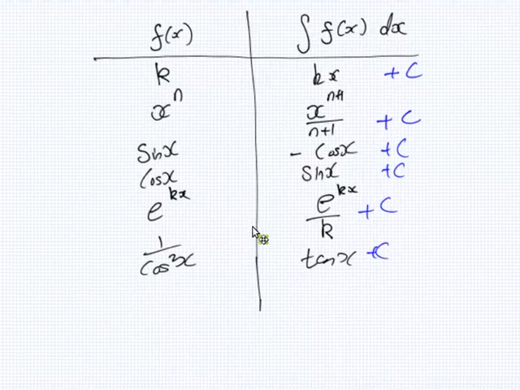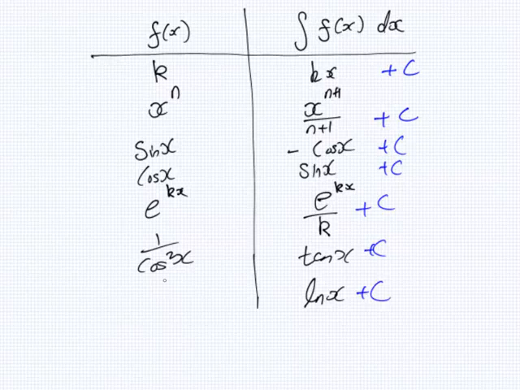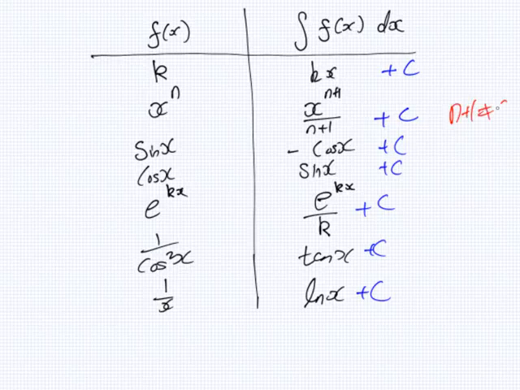What was the derivative of log x? It was 1 over x. Therefore, the antiderivative of 1 over x is log x. Oh, by the way, I should say here as well that n plus 1 should not equal 0, so n should not equal minus 1. Don't divide by 0.